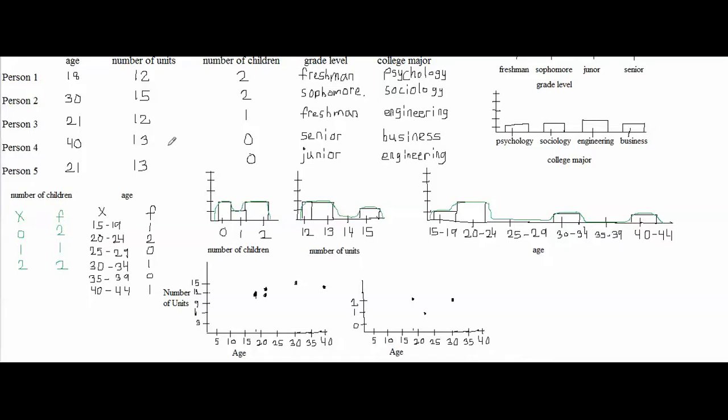We have a person who's 40 years old and has 0 children. That'll be right here. And we have a person who's 21 years old and has 0 children, which will be right here. Or about right there, because this looks like about 21 maybe. Now we have a scatter plot for age and number of units, and another scatter plot for age and number of children.